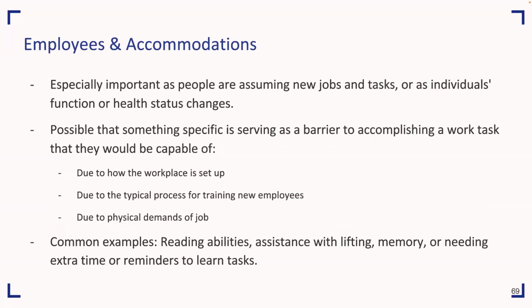Accommodations are especially important as people are assuming new jobs and tasks, or as individuals' function or health status changes. It is possible that something specific is serving as a barrier to accomplishing a work task that they would be capable of. This could be due to how the workplace is set up, the typical process for training new employees, or the physical demands of a job. Some common examples of barriers include reading ability differences, needing assistance with lifting, memory issues, or needing extra time or reminders to learn tasks.